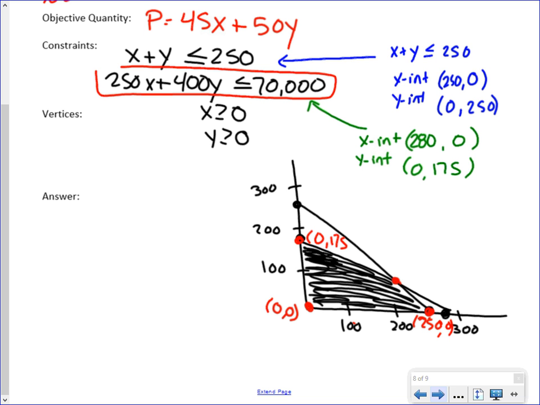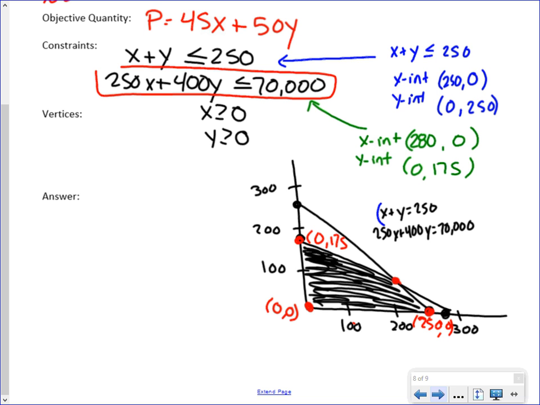You could do substitution. If I had these two, I would probably do elimination. If you solved for y to graph those lines, then yeah, they're both equal to y, you could set them equal to each other and solve. But the way that we have them written, I would think about it as, I want to take x plus y equals 250, and 250x plus 400y equals 70,000. And I want to solve that system. To me, that's set up very nicely for elimination.